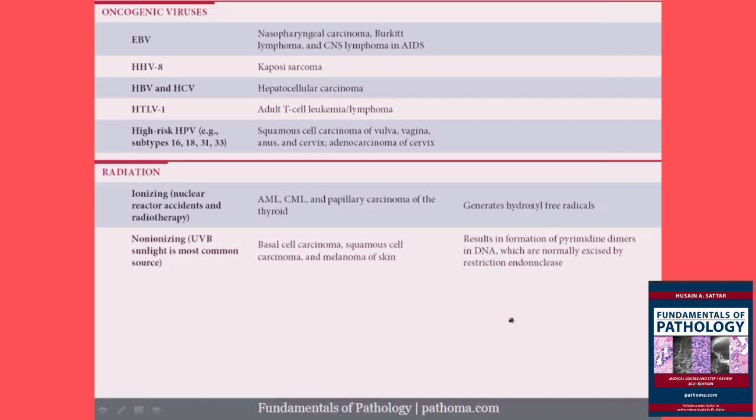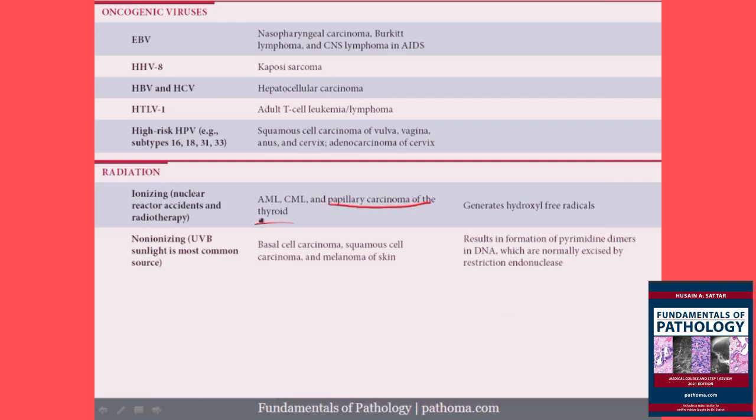Also, a third category of carcinogenic agent is radiation. And radiation can actually be subdivided into two types, ionizing and non-ionizing. Ionizing radiation is that which would be seen in a nuclear reactor accident. Unfortunately, they do occur, as we're well aware, especially with recent news. And so ionizing radiation does increase the risk for particular cancers, such as classically papillary carcinoma of the thyroid.